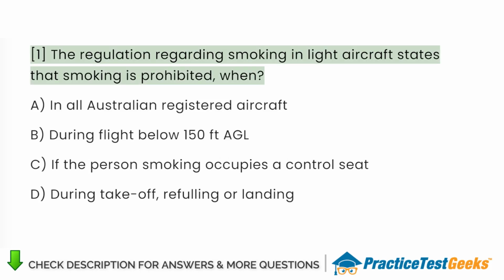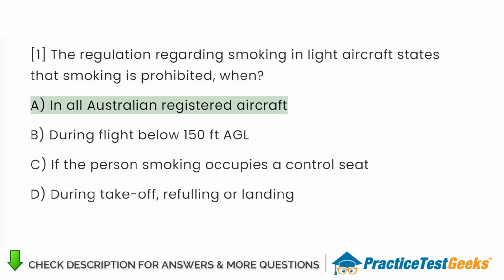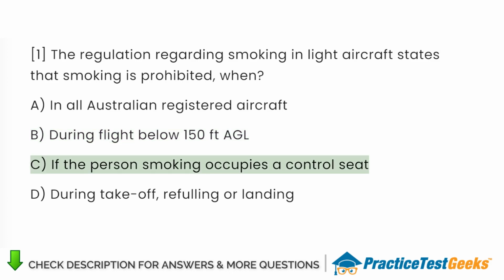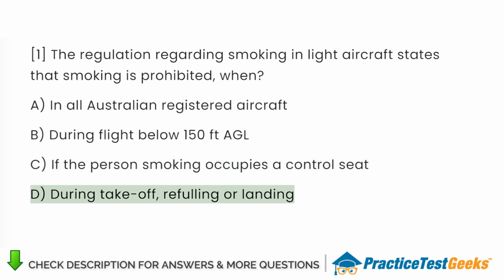The regulation regarding smoking in light aircraft states that smoking is prohibited when: A. In all Australian registered aircraft. B. During flight below 150 foot AGL. C. If the person smoking occupies a control seat. D. During takeoff, refueling, or landing.